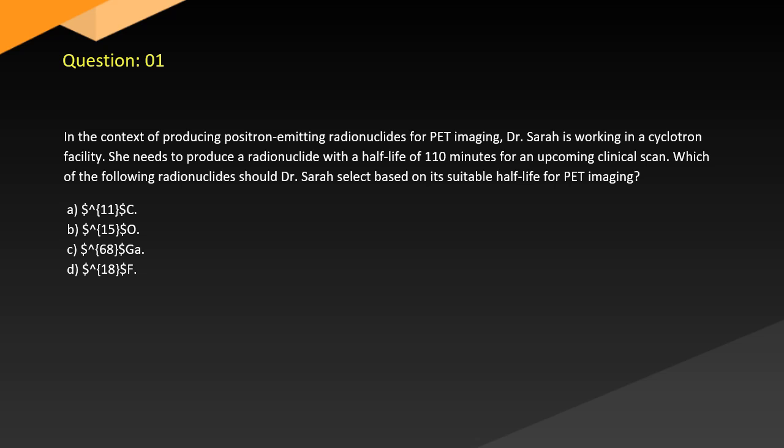Question 1. In the context of producing positron-emitting radionuclides for PET imaging, Octocera is working in a cyclotron facility. She needs to produce a radionuclide with a half-life of 110 minutes for an upcoming clinical scan. Which of the following radionuclides should Octocera select based on its suitable half-life for PET imaging? A. 11C, B. 15O, C. 68Ga, D. 18F.